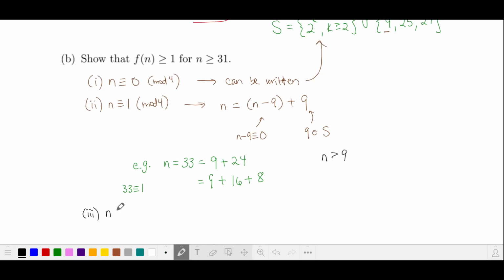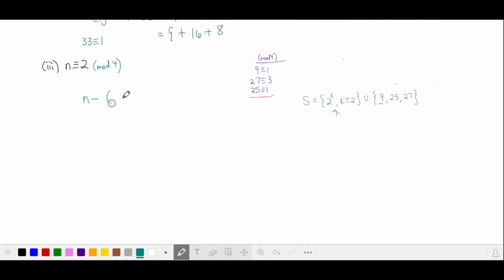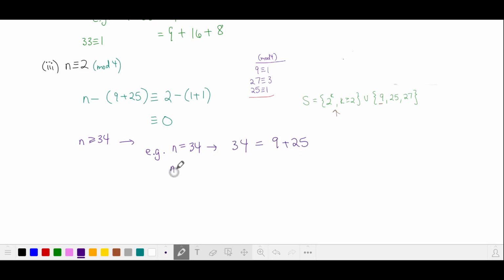Let's see what happens when n is equivalent to 2 in mod 4. If we take n and subtract 9 and 25 and replace them with their mod 4 residuals, we'll get a multiple of 4. In this case, n has to be greater than 34. Let's try as an example 34. This is the sum of 9 and 25. Another example is 38. We write this as the sum of 9 and 25 and 4 more, which comes from our first row in our table.